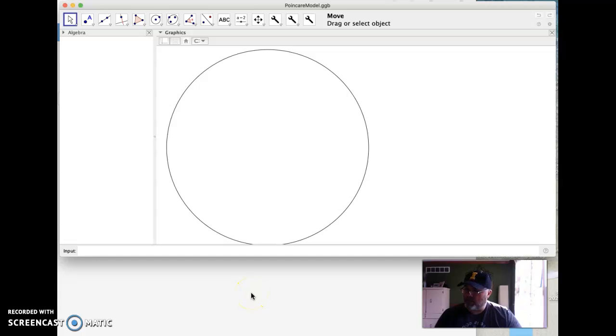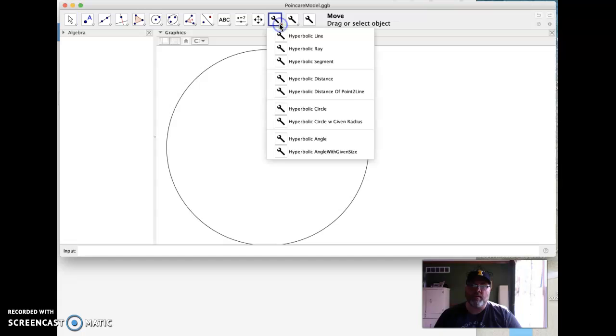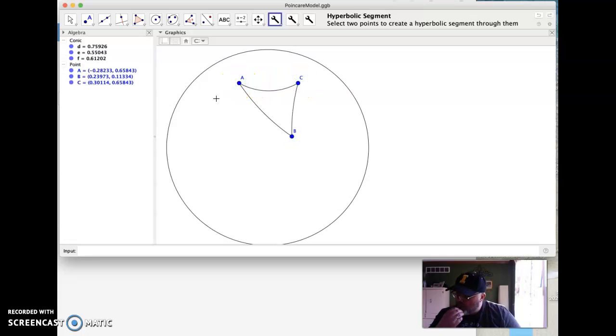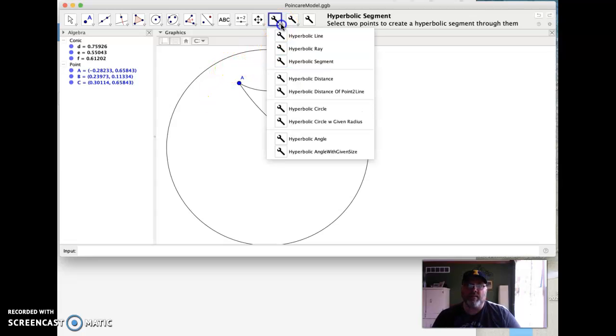All right, it's me again. This is problem 7 for hyperbolic geometry, and we are going to make another triangle, and then it looks like we're going to use the hyperbolic angle bisector tool.